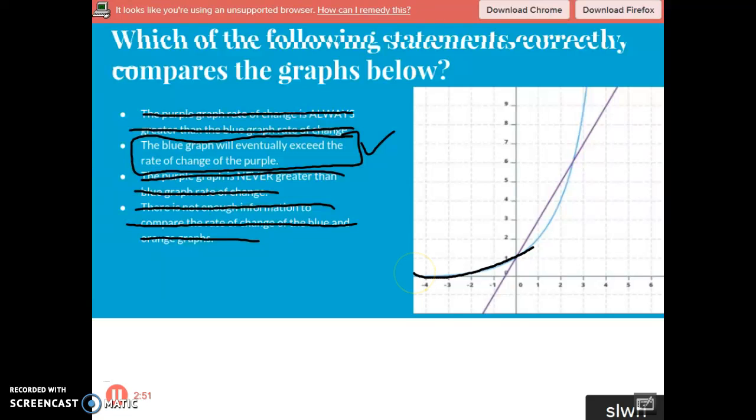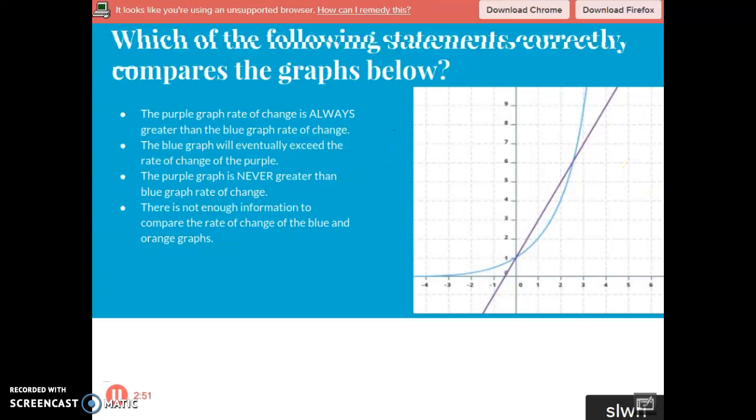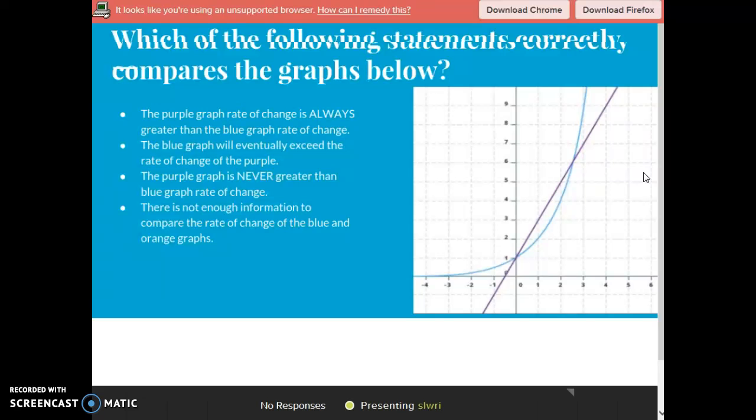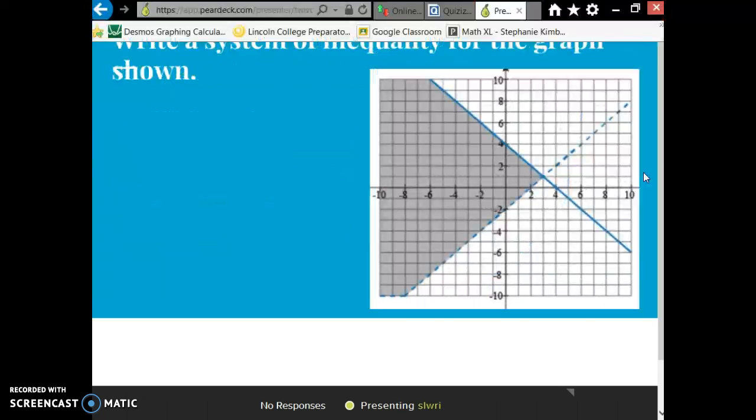Exponential functions will eventually outbeat a linear equation or a linear graph. Great job, everyone.